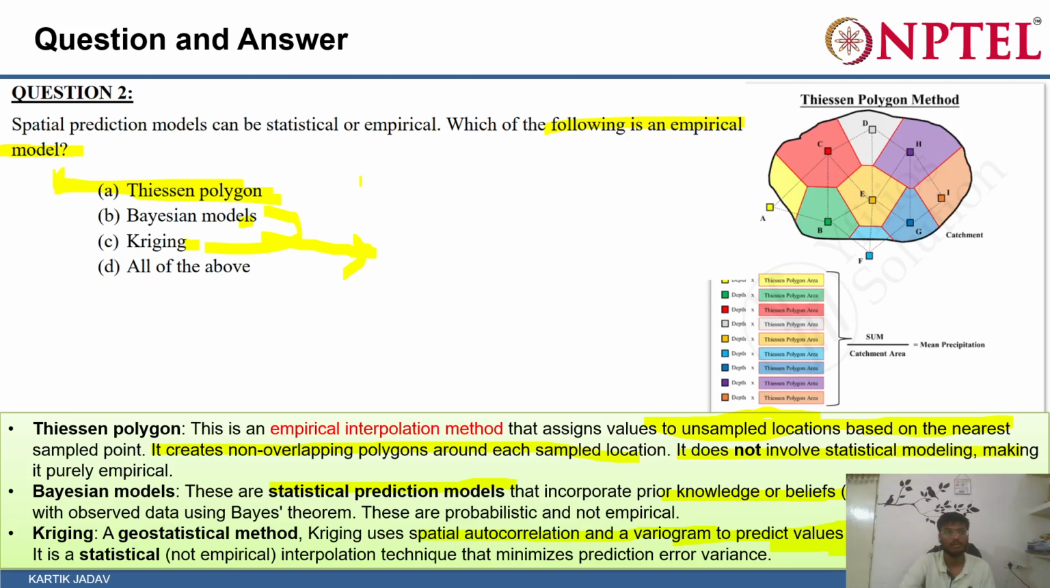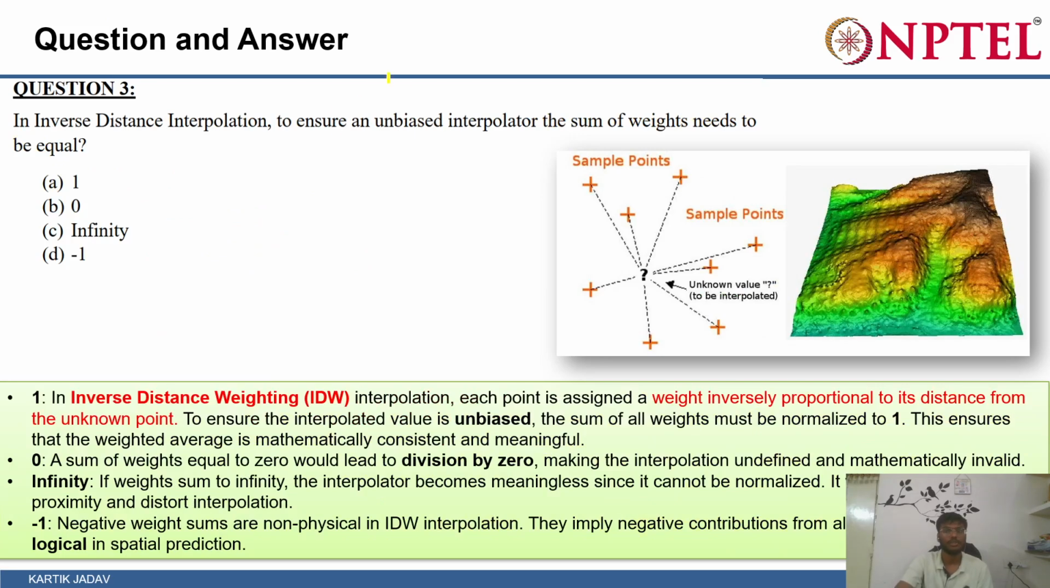That is the empirical model. Question number 3. In the inverse distance interpolation technique, to ensure an unbiased interpolator, the sum of weights needs to be equal to 1, 0, infinity or minus 1. So we know that the sum of weights needs to be 1, right?